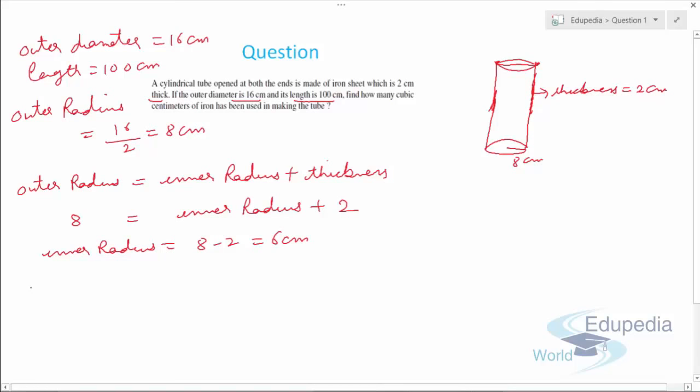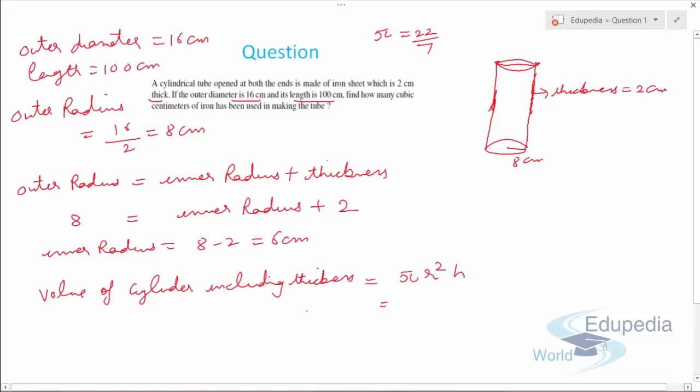First of all, we need to find the volume using the outer radius. The volume of the cylinder including thickness uses the outer radius, so it will be pi r square h. We know that the volume of a cylinder is pi r square h. The value of pi is not given, so we can use pi as 22/7. This will be 22/7 into r, where the radius is 8 cm, so 8 square, into the height, which is the length of the cylinder, 100. So we have 22/7 into 8 square, which is 64, times 100. Let it be the first part.